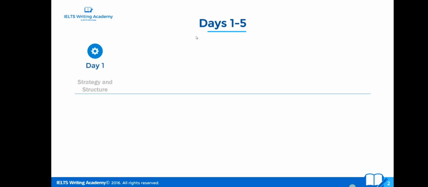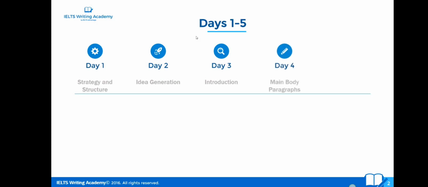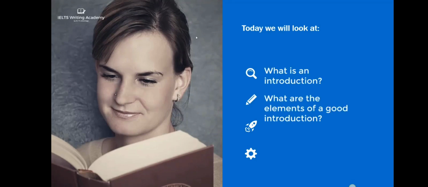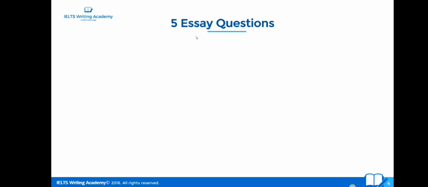So day 1, we looked at strategy and structure. Day 2, we looked at idea generation and how to analyze a question and come up with good ideas. Day 3, today, we're going to look at how to write an introduction. And then tomorrow, main body paragraphs, and the last day we're going to finish off by completing our essay with a conclusion. So today specifically we're going to look at what is an introduction, what are the elements of a good introduction, how to write an introduction, and we're also going to look at how to do the task.